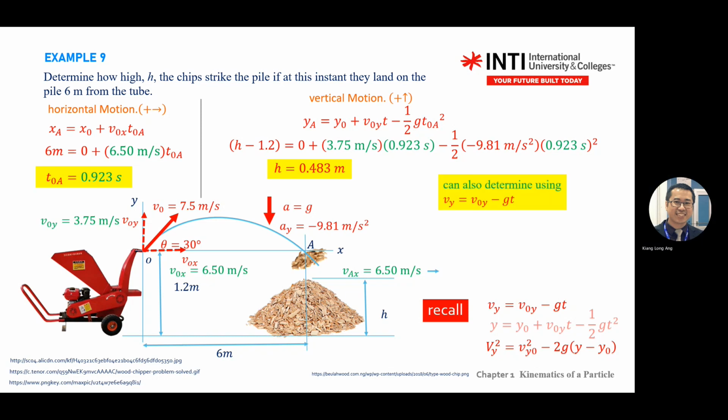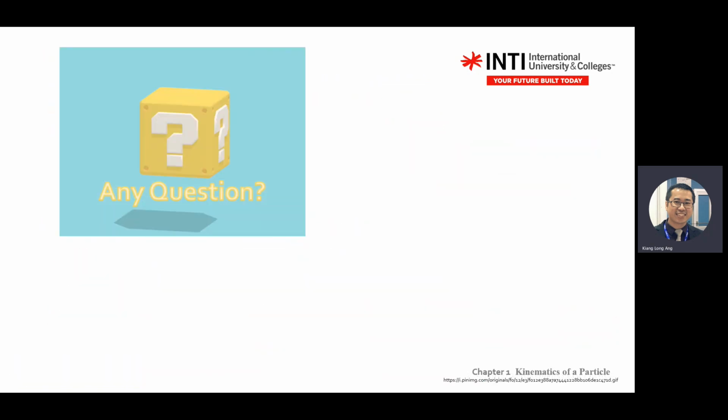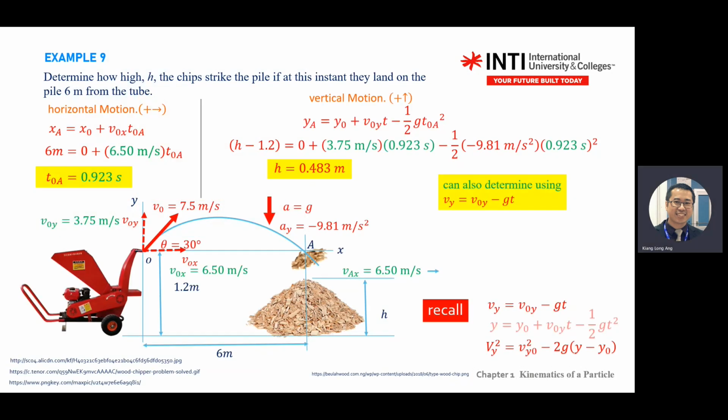Okay. You can also find using this equation, same. Okay, you arrive at the same equation. Okay, any question on the example number 9? Any question?